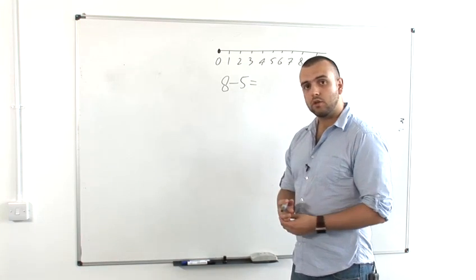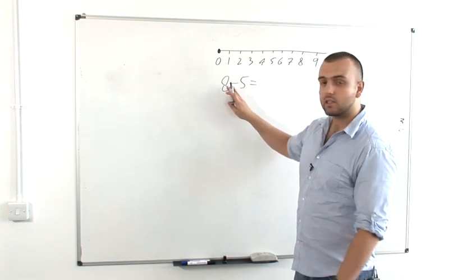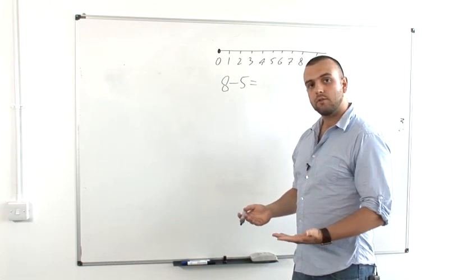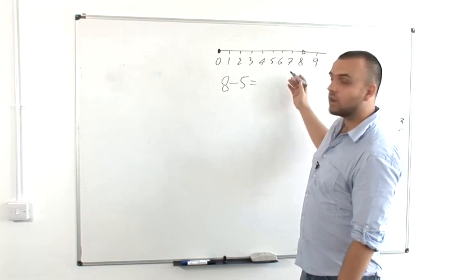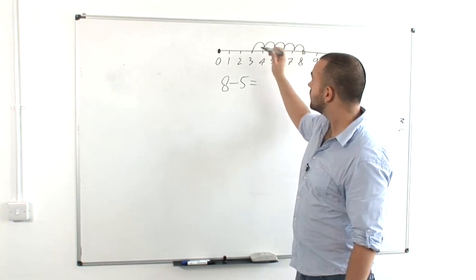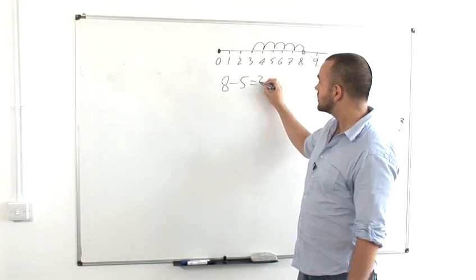The number line, which can be used in addition, can also be used in subtraction. Here the key idea is that the minus sign just means you're moving to the left rather than the right. So if you're doing the sum 8 minus 5, you start at 8 and you move to the left 5 times: 1, 2, 3, 4, 5. And the number that you end up on is the answer to the sum. So in this case it was 3.